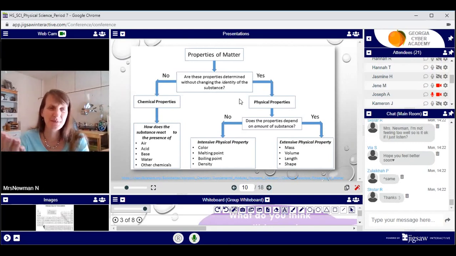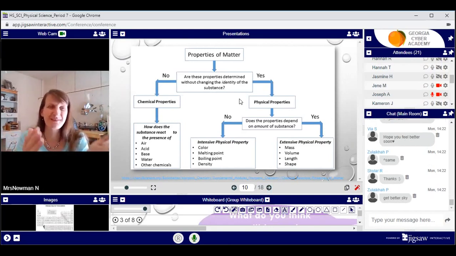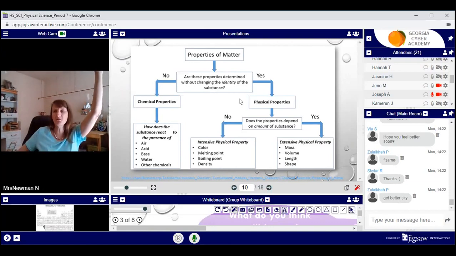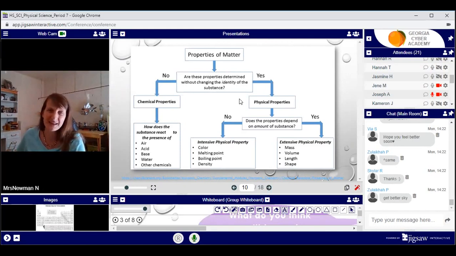So intensive are things that don't depend on the amount of something you have. Like if you have an ice cube, it will melt at 0 degrees Celsius. If I have a giant elaborate ice sculpture that's 6 feet tall, it will still melt at 0 degrees Celsius. So that's intensive. It's independent of the size.